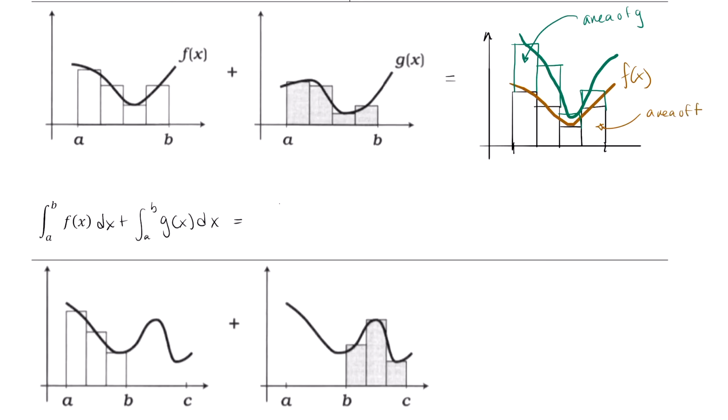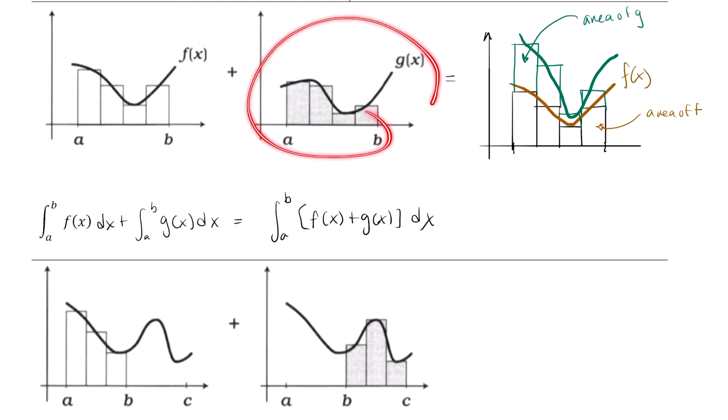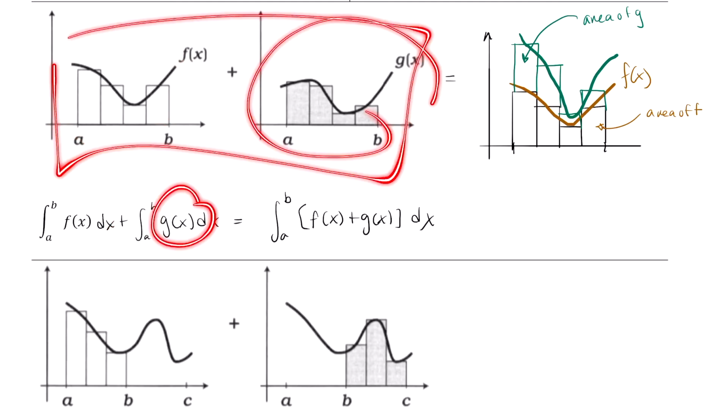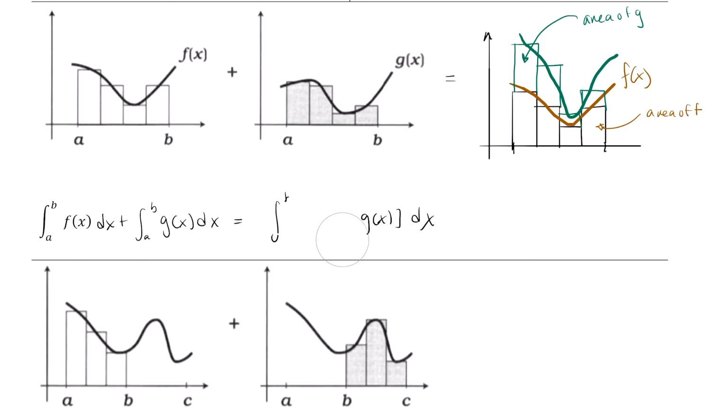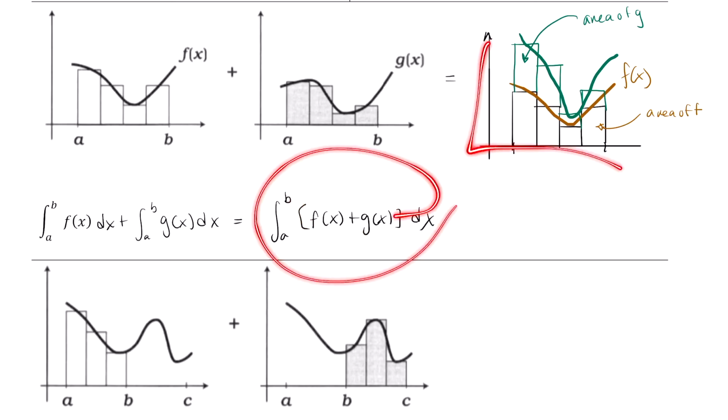Symbolically, what this looks like is the integral from a to b of f of x plus g of x dx. So we could find the area under this curve separately, the area under this curve separately, then add these 2 values together. Or we could just add the 2 functions together algebraically first. So we could add these 2 functions algebraically first, and then find the total area.